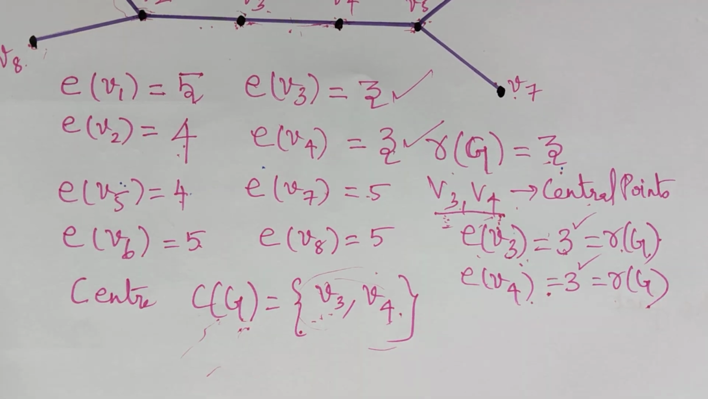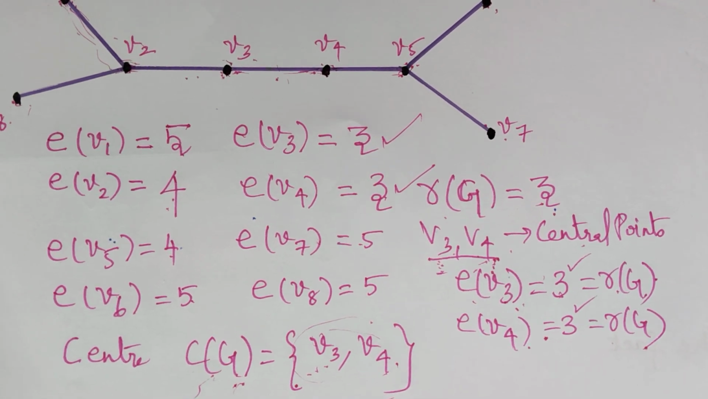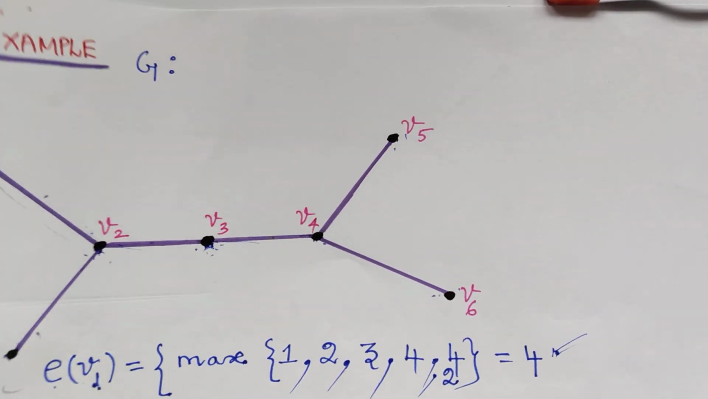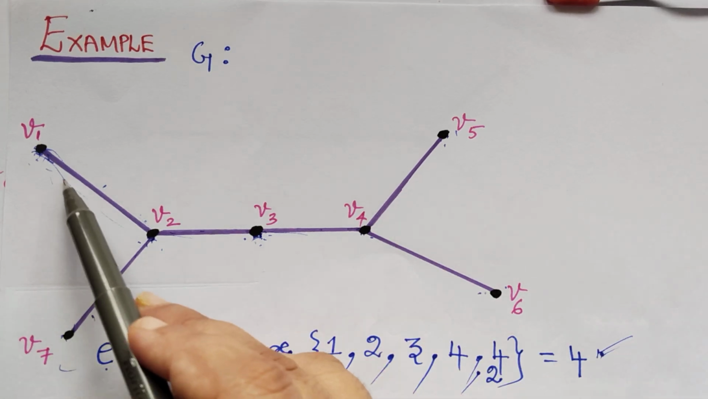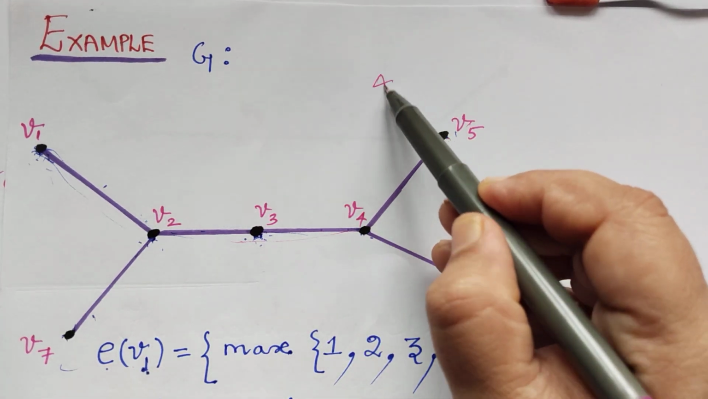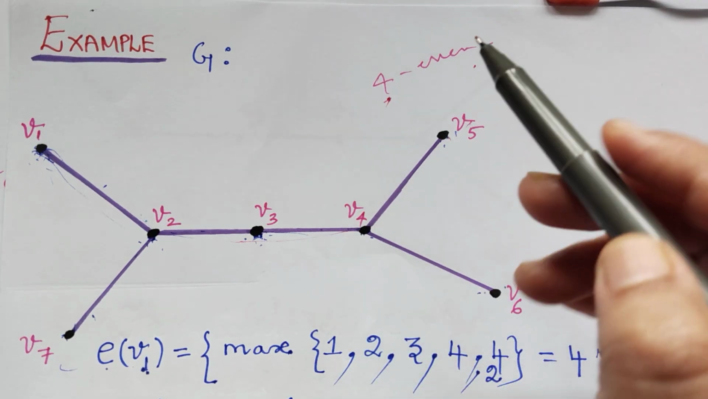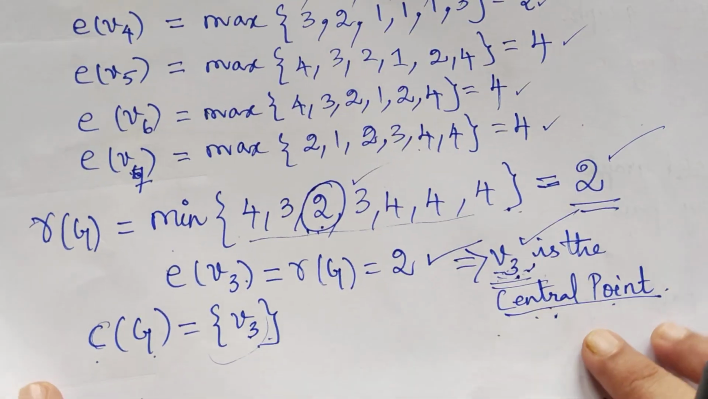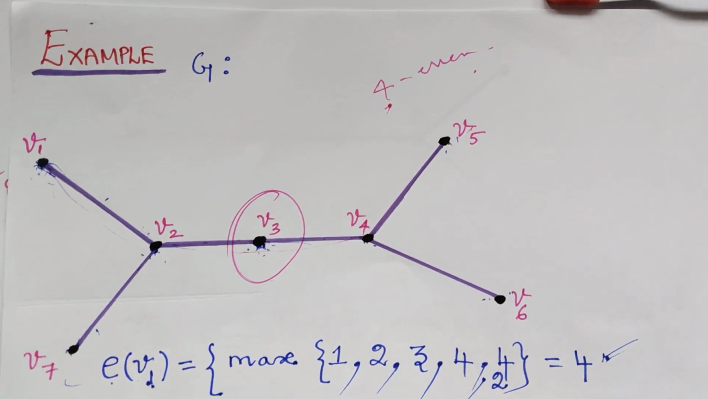With the help of these two examples, we can also understand that whenever the length of the longest path is even, there will be only one central point. And whenever the length of the longest path is odd, there will be two central points. For that reason, here I will show you the length of the longest path in this. The longest path is from V1 to V5, which is 1, 2, 3, 4. So the length of the longest path is 4, which is even. So if it is even, then for such a graph, there will be only one central point. And if you see for this graph, it is only one central point, which is V3. So this is the central point of the graph.